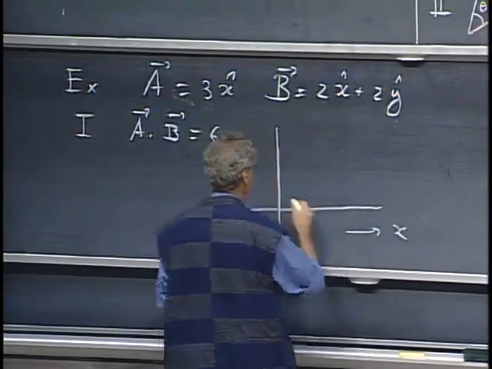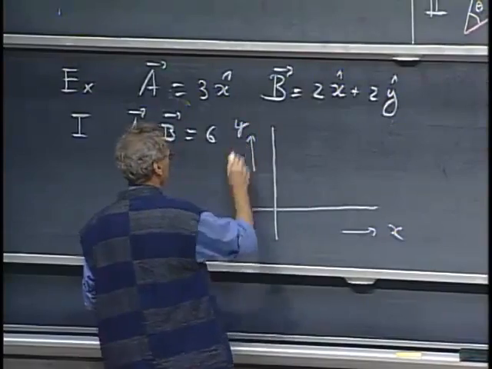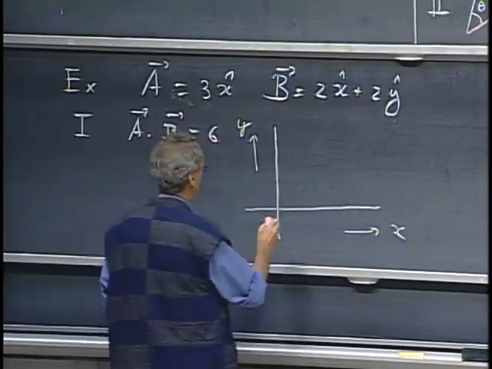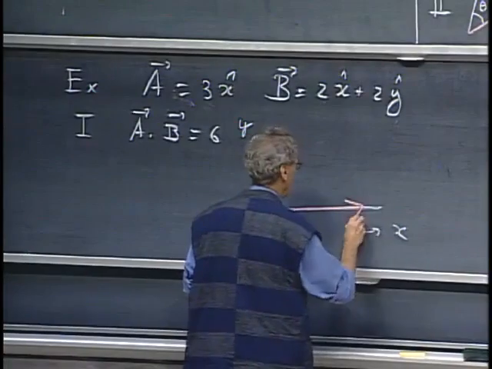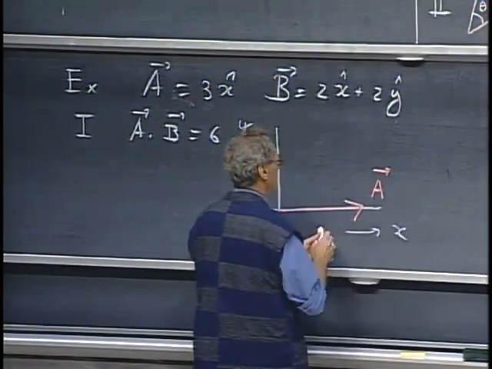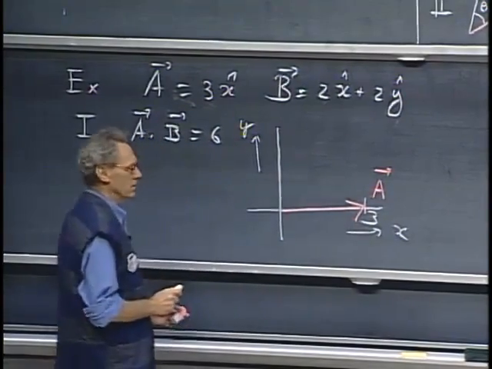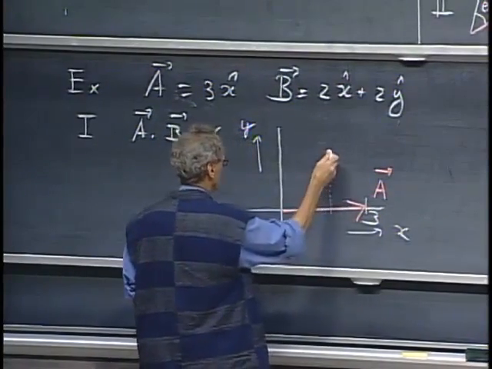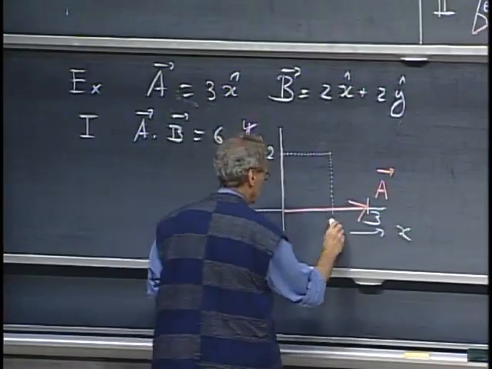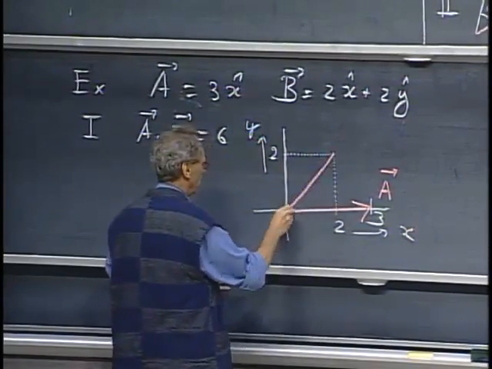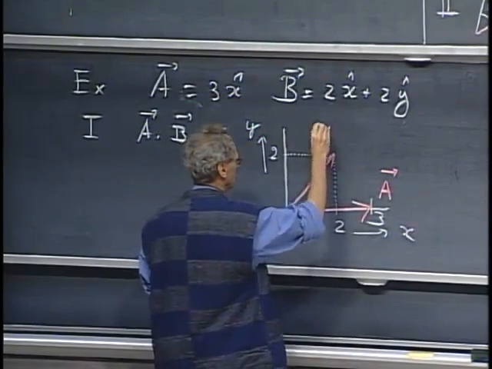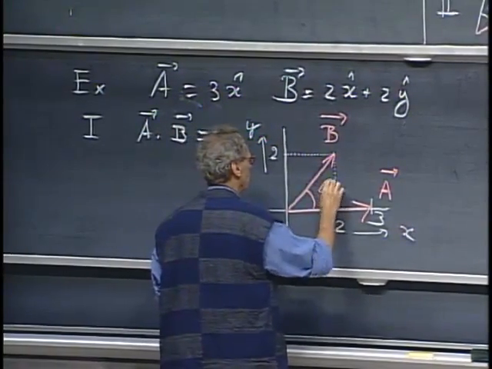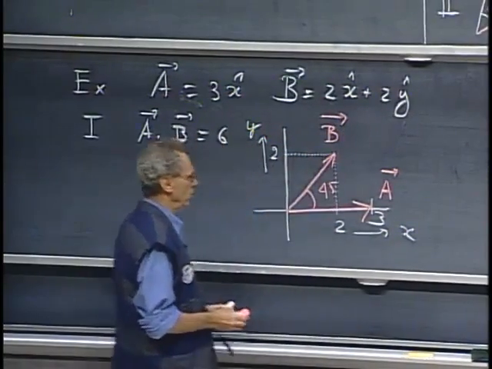If this is the x direction and this is the y direction, we don't have to look into the z direction because there is no z component, then this would be vector A, and this point would be at 3. B, this would be 2, and this would be 2, and so this would be the vector B. And it's immediately clear now that this angle is 45 degrees. That follows from the 2 and the 2.